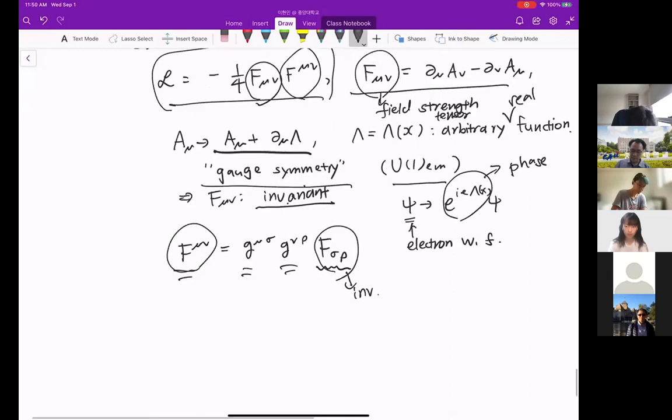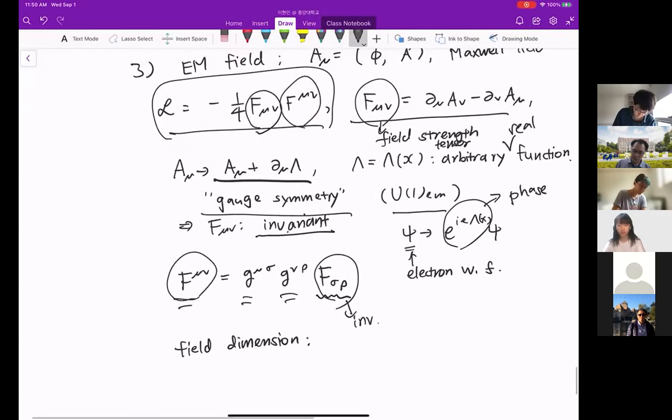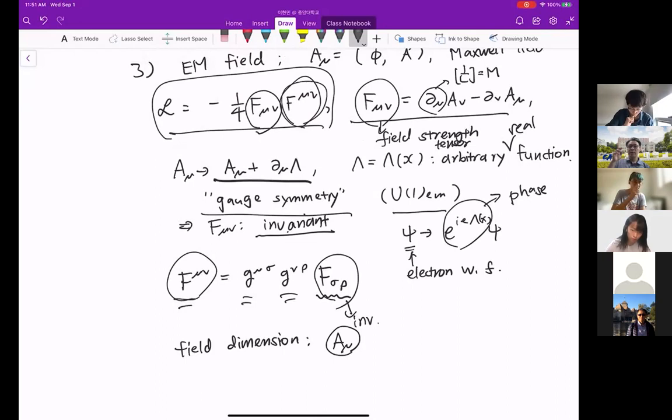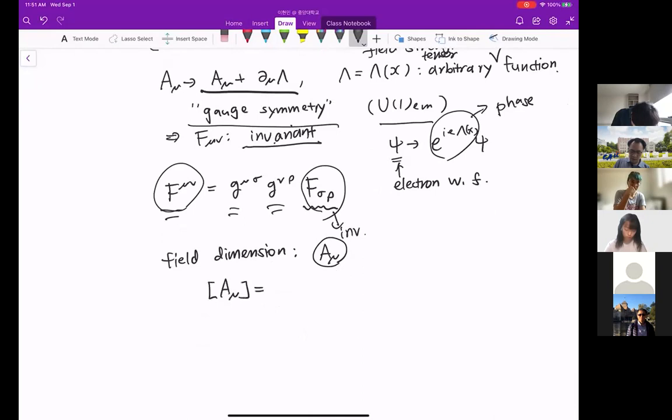And the field dimension you can also infer, because we have a derivative here. What is the field dimension of A mu? Here, a derivative is 1 over length, so mass dimension one. And F mu nu has another derivative, another 1 over length. So mass dimension two from the derivatives, meaning the gauge field has mass dimension one, and the field strength has mass dimension two.